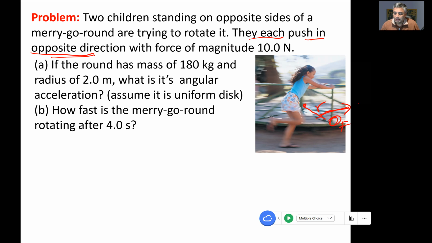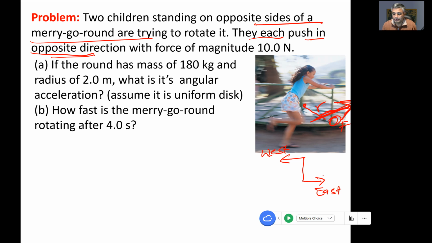Yeah. So here in this question, opposite means one is pushing, let's say east, and another one is pushing west, right? So if I were to draw a free body diagram, it's going to be easier if I do this. If this is east, that's going to be west. So that's what opposite direction means here.